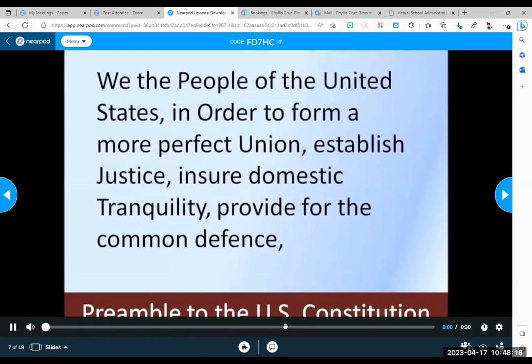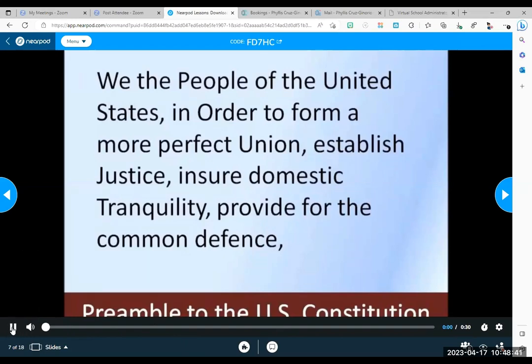Well, I suppose I'll read the first part. We the people of the United States, in order to form a more perfect union, establish justice, ensure domestic tranquility, provide for the common defense.